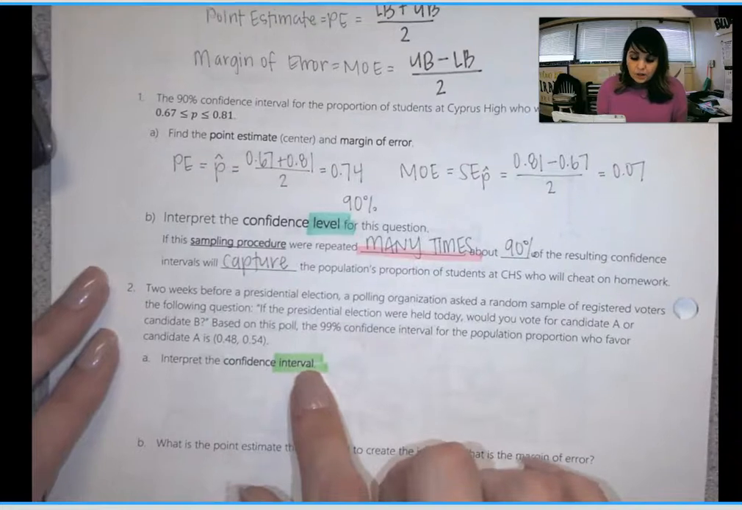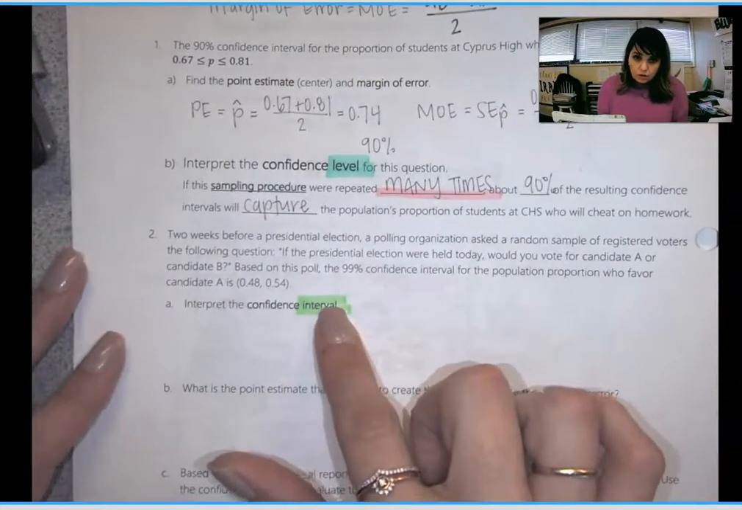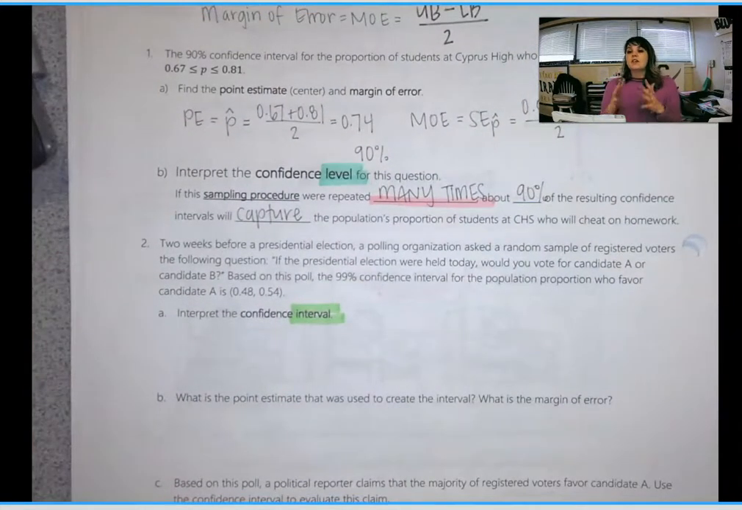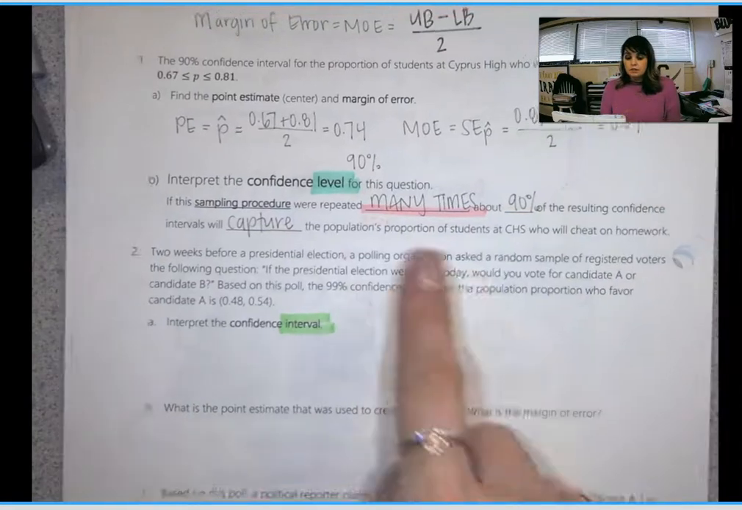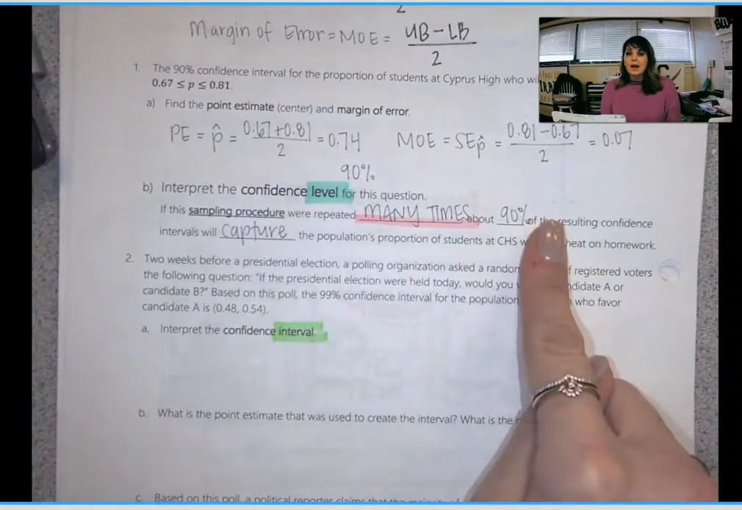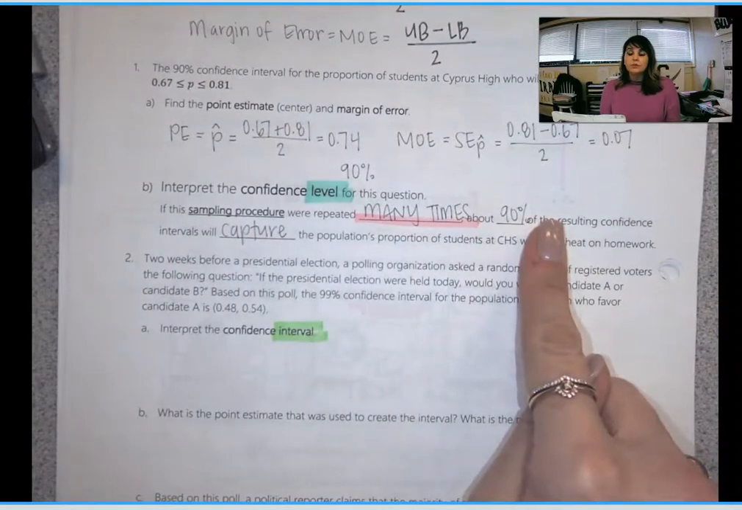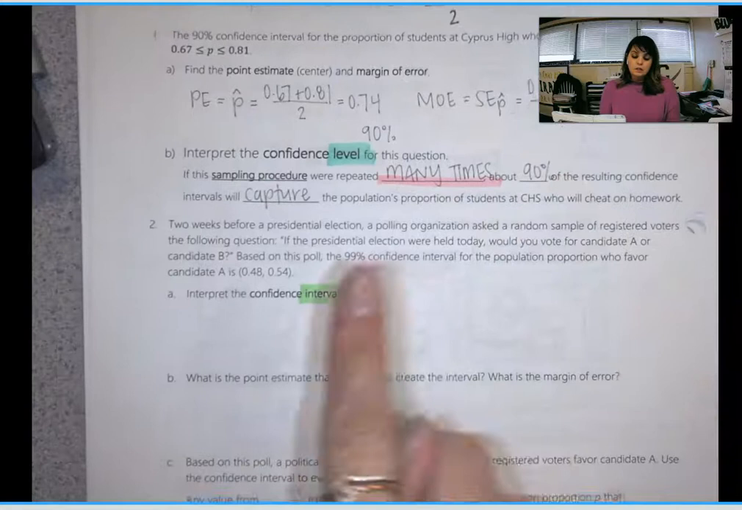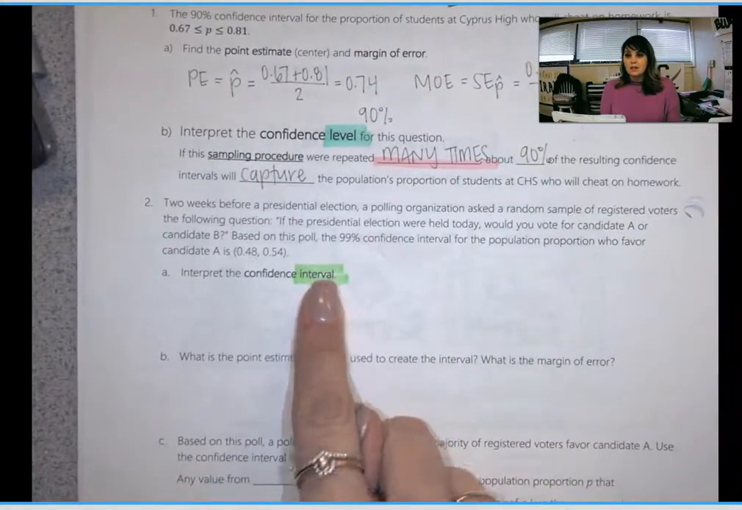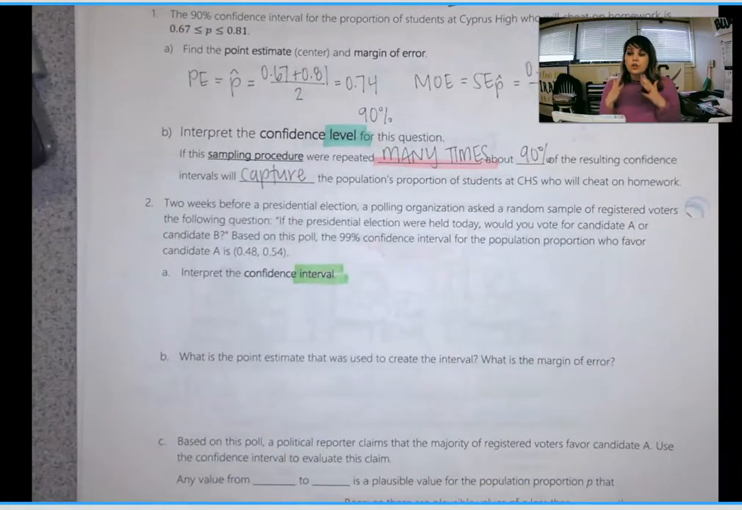To interpret a confidence interval, you are specifically talking about one interval that you have found. This one is saying how many of your intervals will capture the true value. This one is saying how certain are you that your interval captures the true value.